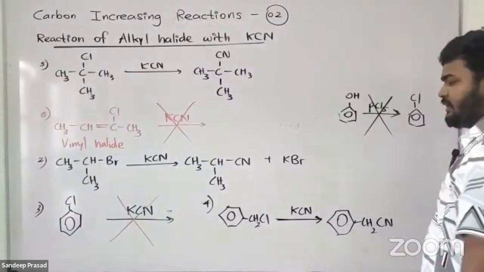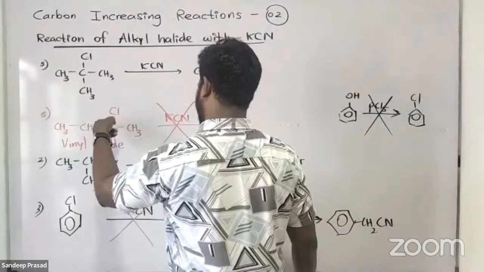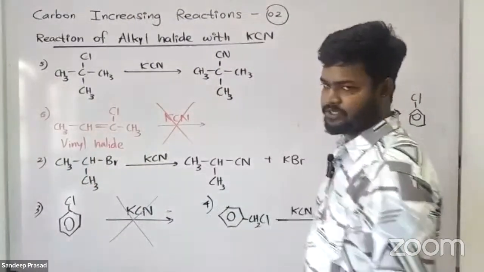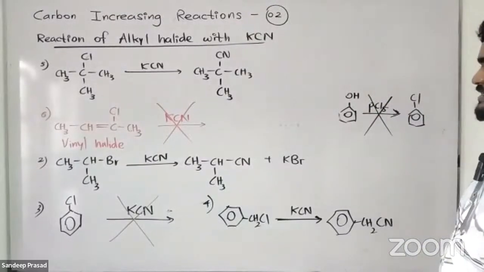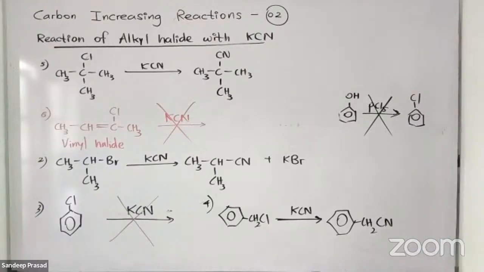Okay, try to understand. If you see a carbon-chlorine bond and that carbon atom is connected to a double bond or triple bond, there is no reaction with KCN. Right? Try to understand. So you have to remember these kinds of exceptions when we discuss the reactions. These exceptions are also very important. Quickly, now let's discuss a few examples related to this.